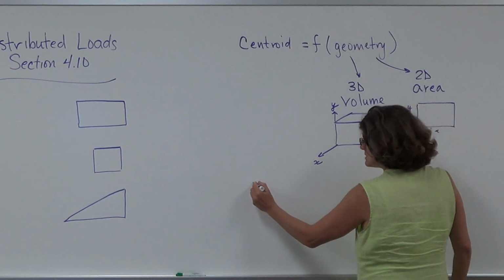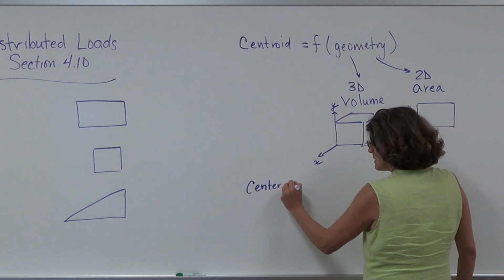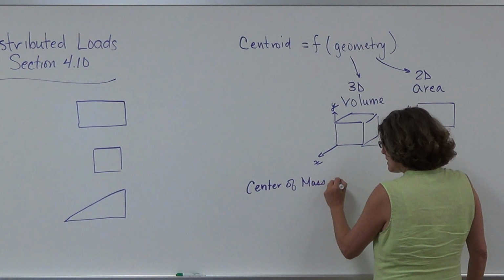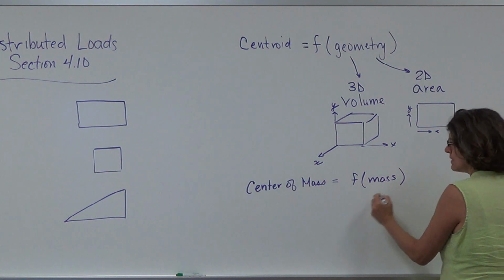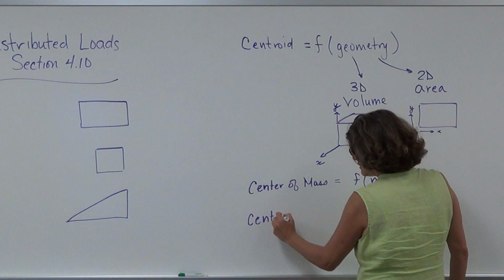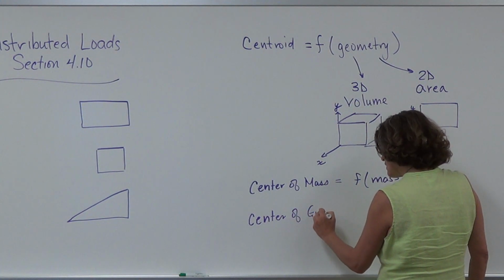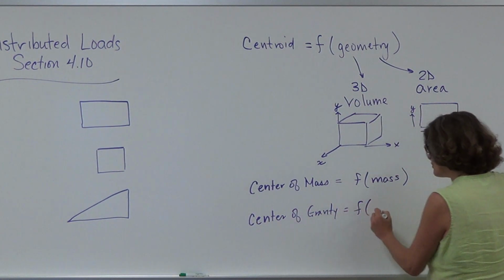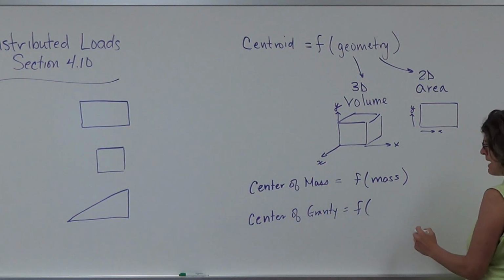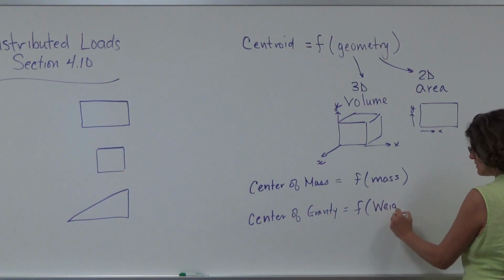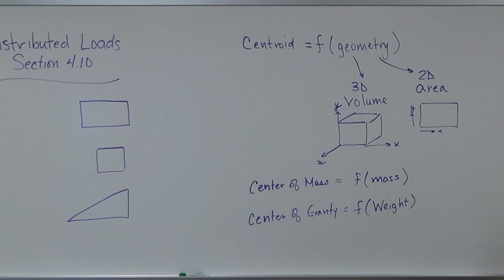Now, center of mass is not a function of the geometry, it's a function of the mass of the object. And the center of gravity is not a function of gravity, but what do you think it's a function of? How do we get from mass? If we look at gravity in terms of mass, we wind up getting to weight. So these are the 3 things that we need to be able to find the location of: centroid, center of mass, and center of gravity.